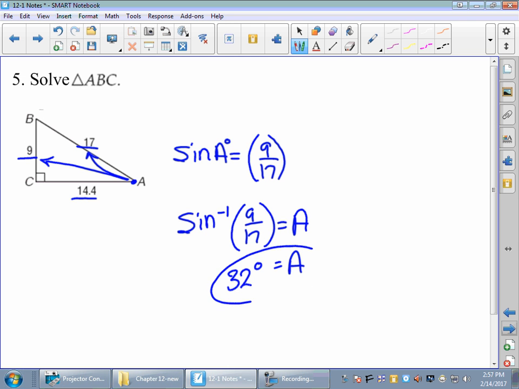So angle A is 32 degrees, which means that angle B is 90 degrees minus 32. And notice I used 90 because I already have 90 in the corner, so the other two angles make up the other 90. So angle B is 58 degrees.